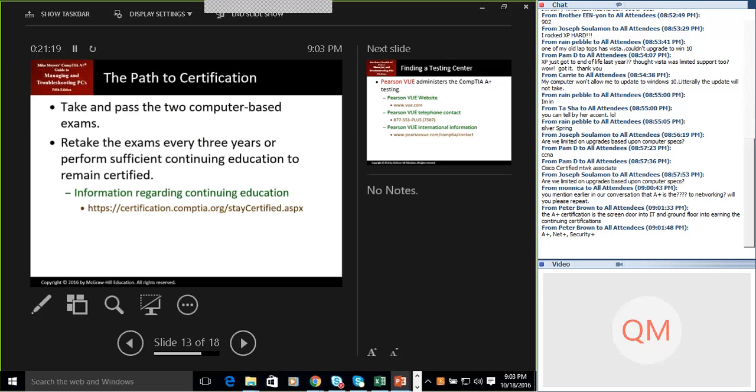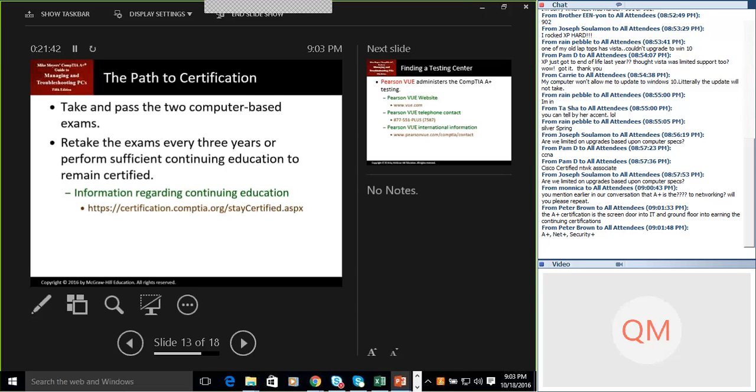You have to take and pass the two computer-based exams. You have to pass both. If you pass 901, and you don't pass 902, then you're not getting your certification. They're not going to send you your little card in the mail or your little certificate. You have to pass both tests.